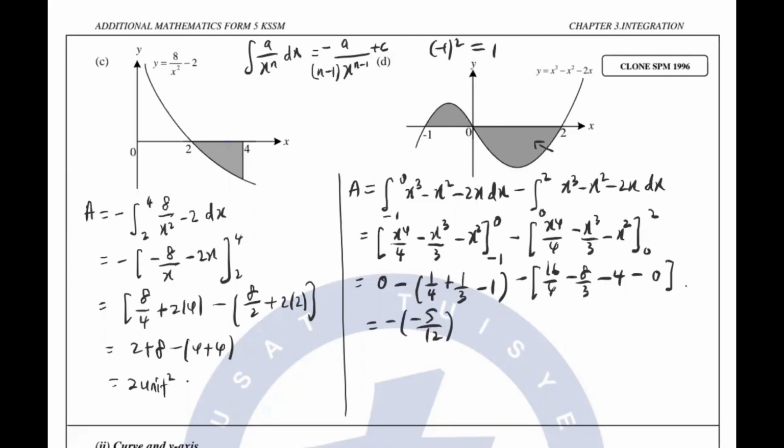Right? If you can't use brain, use calculator. Okay, the second one will be 16/4 is 4. 4 minus 4 is 0. This will be 8/3. Right? So 5/12 plus 8/3. I can times 4, top and bottom, I get 32/12. This is 37/12 or 3 1/12. Am I right? Yes or no? Yes.